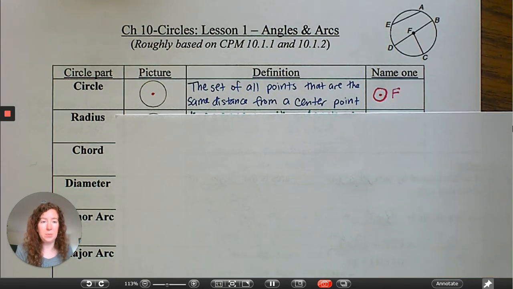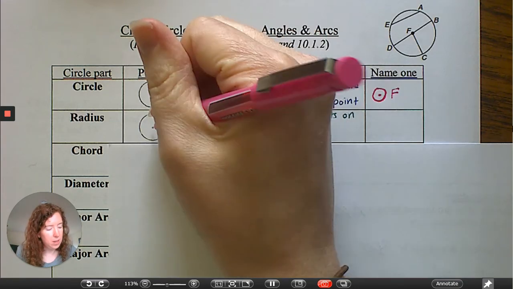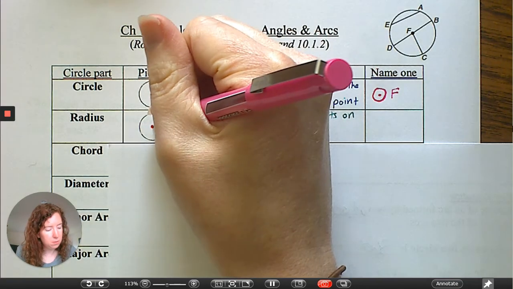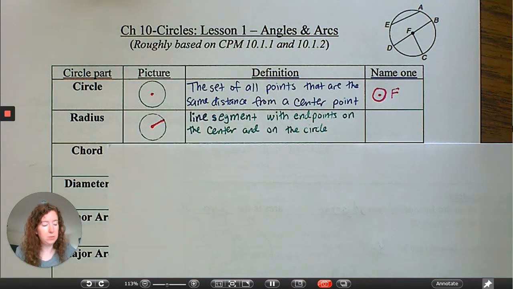Now, what is a radius? We all know we can identify a radius, but can we actually define what it is? A radius is going to be a line segment. It has endpoints that are on the center of the circle and also on the circle itself. So if I have my picture, that could be an example of a radius, right? It goes from the center to a point on the circle.